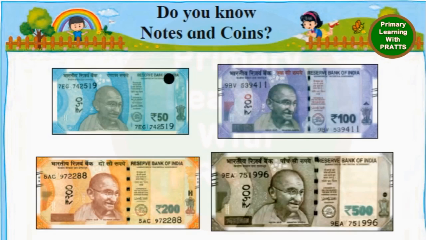And the notes that are in circulation presently, the denominations are, you have rupee 10 note, you have rupees 20 note. Then you have rupees 50 note which they have shown here. You have rupees 100 note, rupees 200 note and rupees 500 note. Now, under the supervision of your parents, you will see these notes for yourself. And when you handle these notes, you must handle them with care, because if they get spoiled or torn in any manner, they cannot be used.